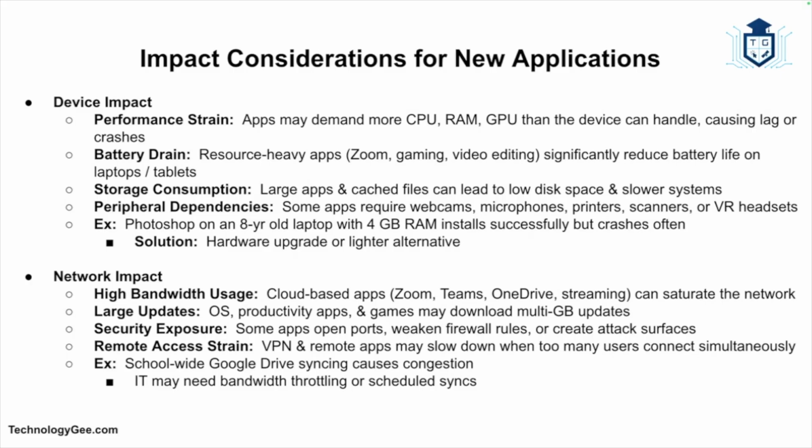So an example of this would be a school rolls out Google Drive syncing to every student laptop. Then suddenly the network slows down because hundreds of students are syncing large video projects at once. Now, as an IT pro, you may need to go in there and set up bandwidth throttling or scheduled syncs.